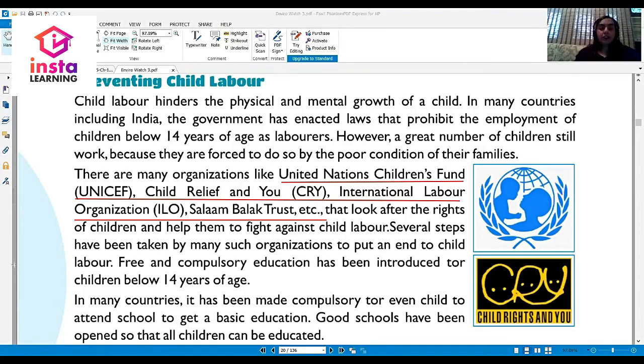Our country has introduced free and compulsory education. Like all children below 14 years of age don't have to pay any fees in government schools to study. In many countries, it has been made compulsory for every child to attend school to get basic education. So it's compulsory in many countries for the children to go to school. Good schools have been opened across India to ensure that nobody remains illiterate.